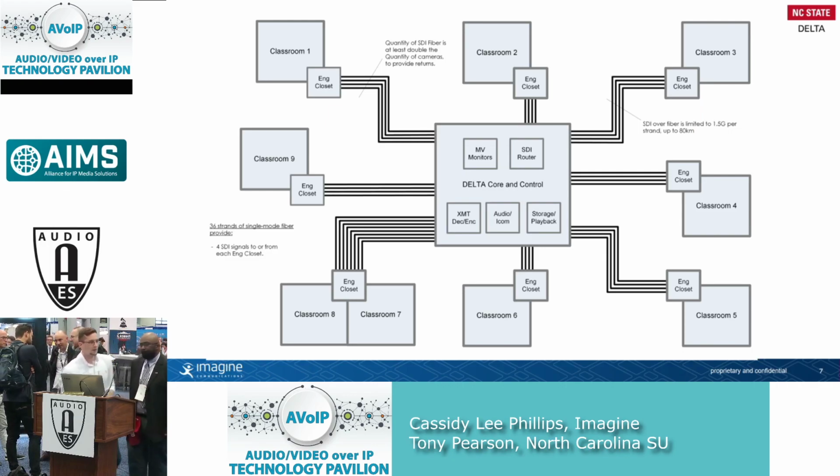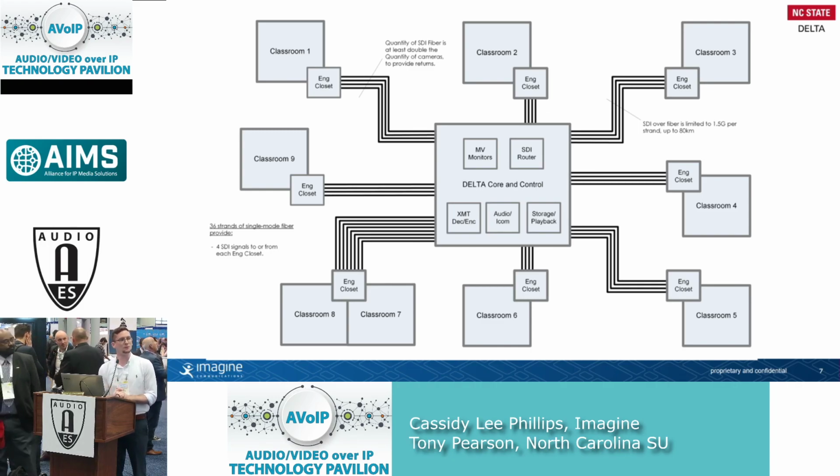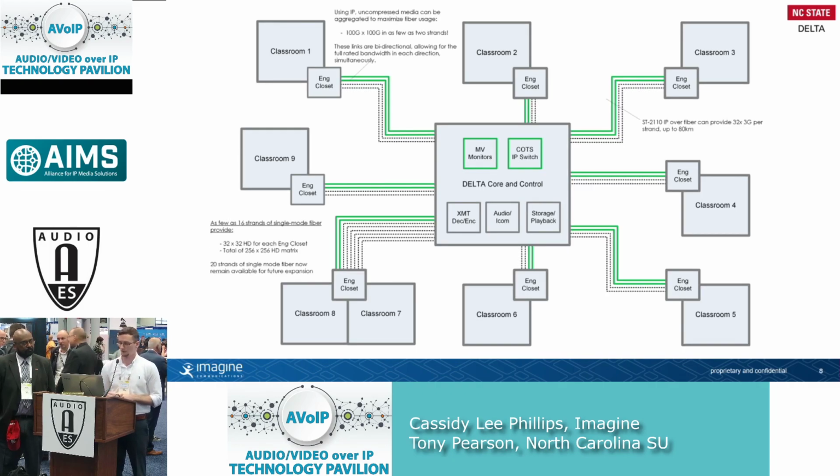So what they had was 4 strands of single mode fiber to each classroom location. You can see they have 36 strands here. Black lines are the single mode fiber. So they could do one uncompressed SDI signal over each of those strands. They were using a combination of equipment to get audio and video back over those strands. What we're doing now is using 2 strands of single mode fiber for 32 by 32 HD, 16 channels of audio per HD video. And then we have 2 strands available for future expansion.